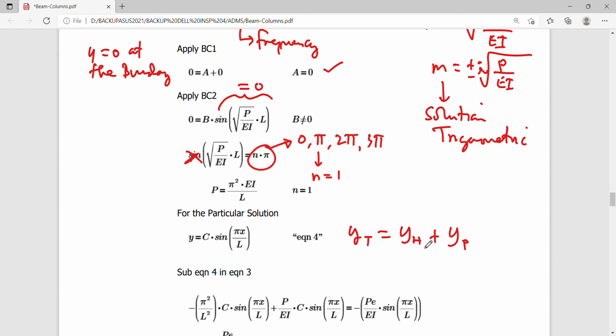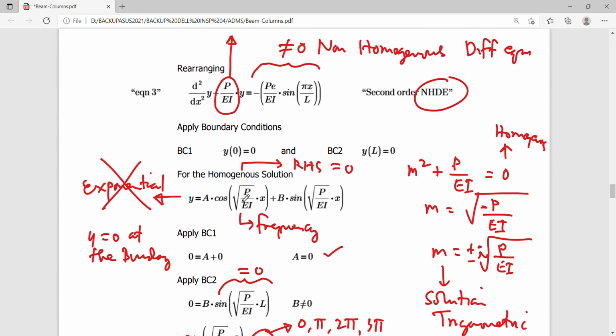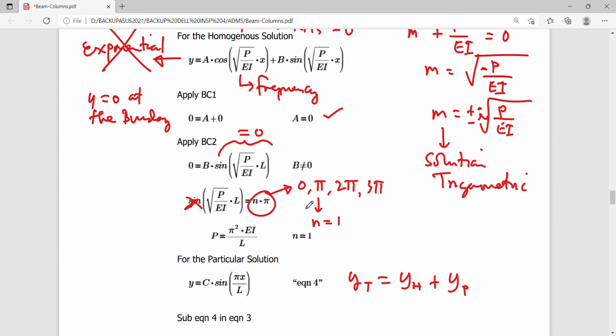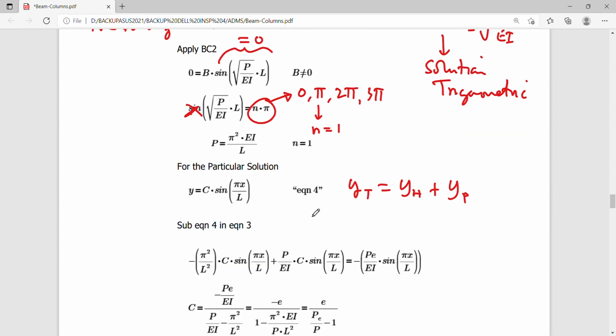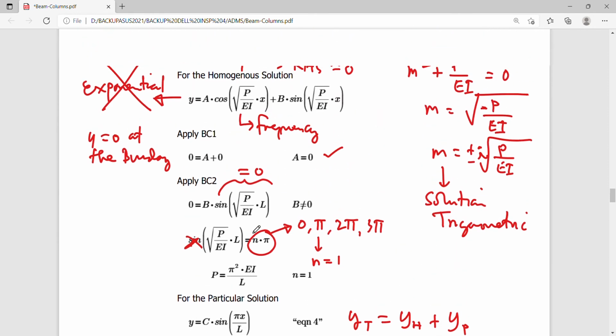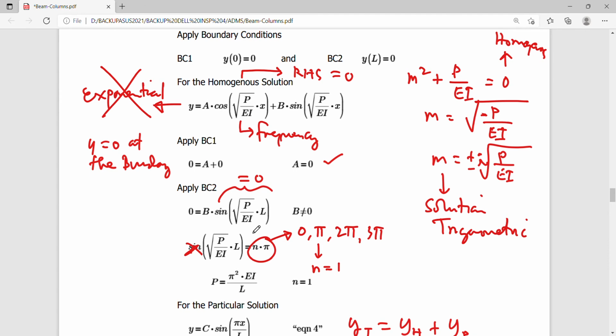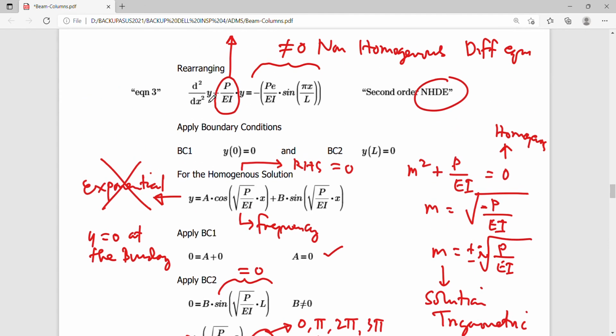Okay, so if we substitute it here, the value of A will now be extracted as 0. So we'll start at B sine, where B is not 0. Your final solution will now form this one. We substitute equation 4 in equation 3. So where is your equation 3? This one here.